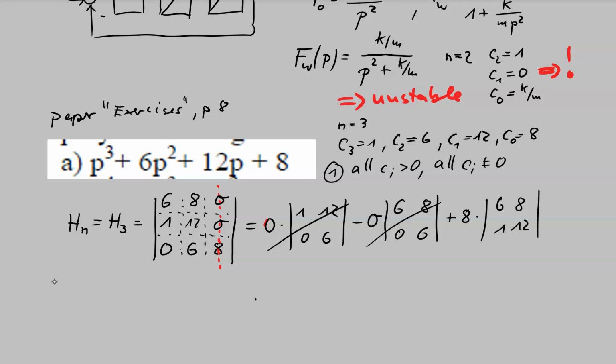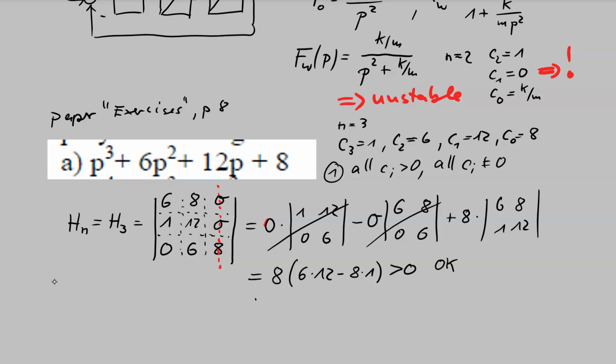And we have now the last calculation. This is 8 times the 2 times 2 determinant, which is 6 times 12 minus 8 times 1. You can see we don't need the value. We can see 6 times 12 is larger than 8 times 1, so we can at once say this is positive, not 0, this is okay. So the third condition is valid.